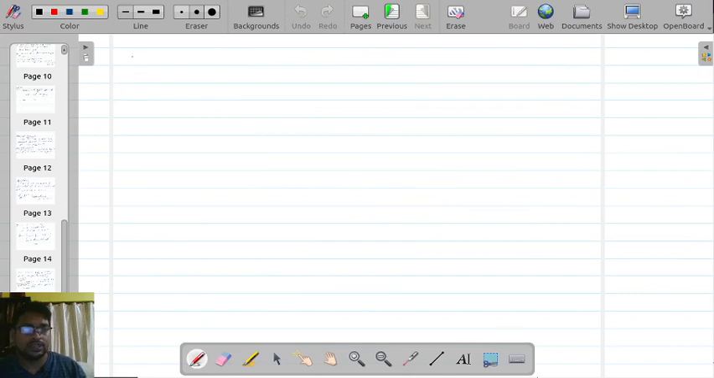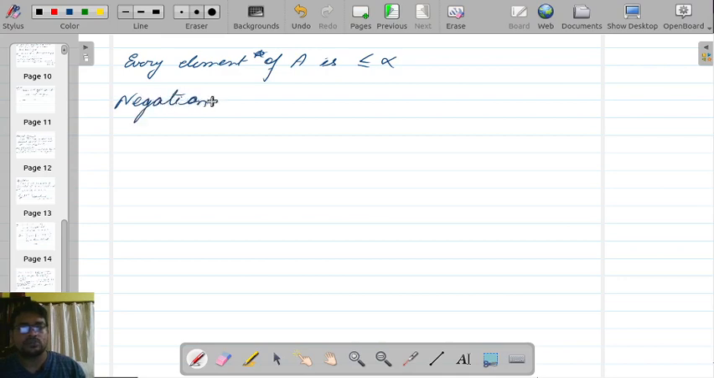So what will be the negation of this? Every element x of A is less than or equal to alpha. Somebody is saying that every element of A is less than or equal to alpha. Now I want to disprove it. So what I will do is try to find an element that is greater than alpha.